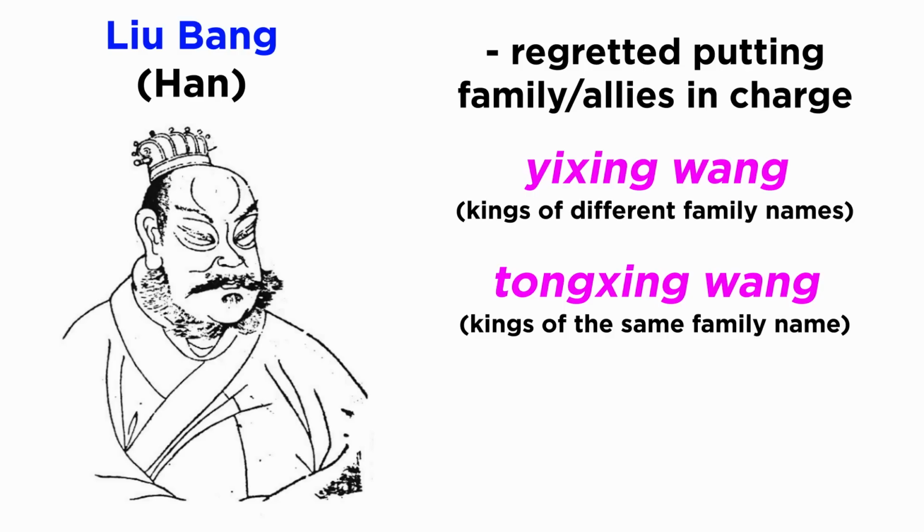When Liu Bang became emperor, he did the same thing with his own family and allies, but he came to regret this decision, and over the next 50 years, the power of the Yiqing Wang was slowly diminished.